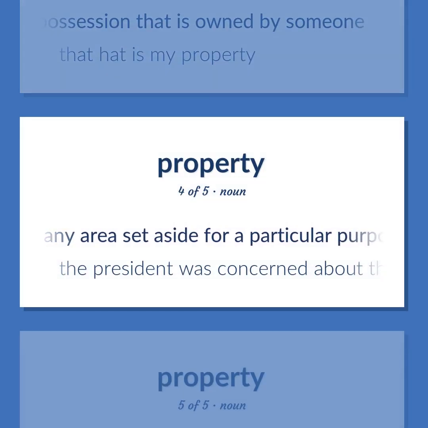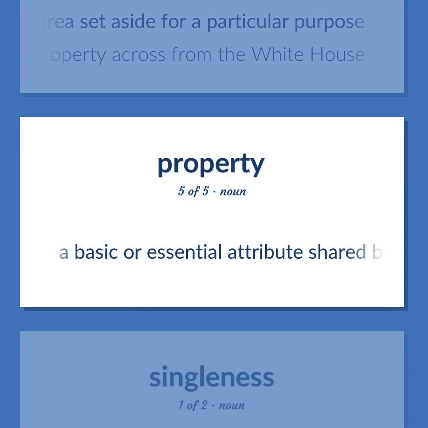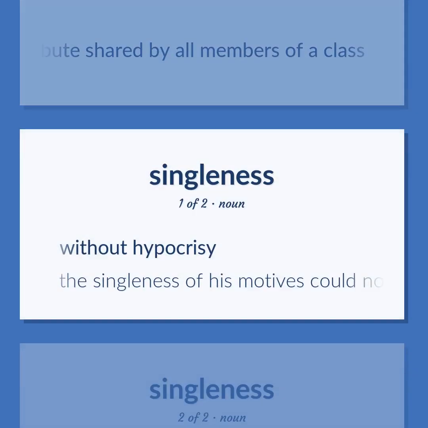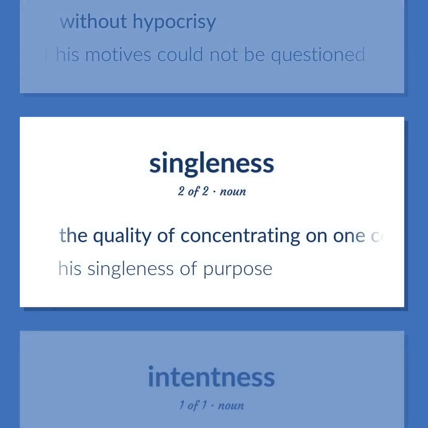Any area set aside for a particular purpose. The president was concerned about the property across from the White House. A basic or essential attribute shared by all members of a class. Without hypocrisy. The singleness of his motives could not be questioned. The quality of concentrating on one central objective. His singleness of purpose.